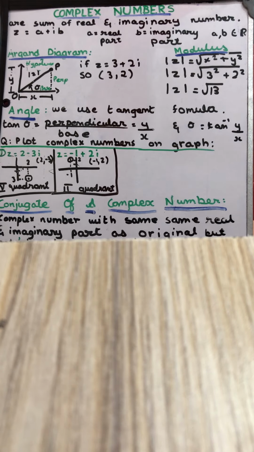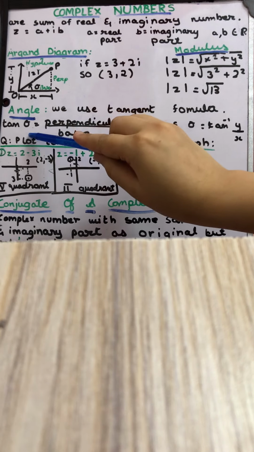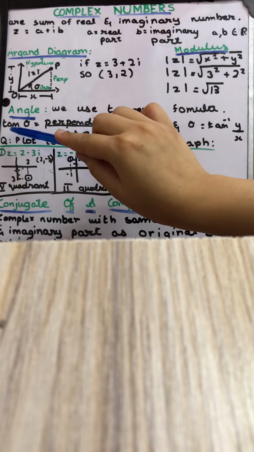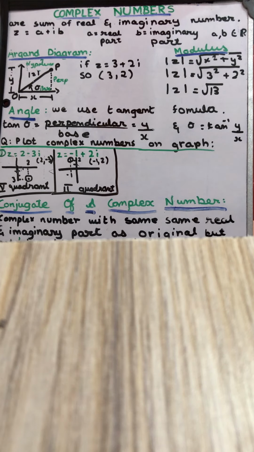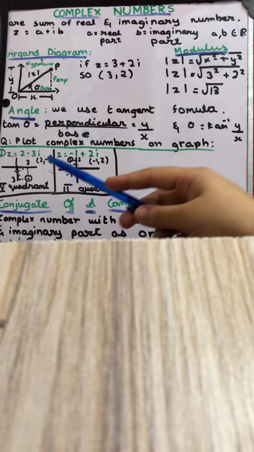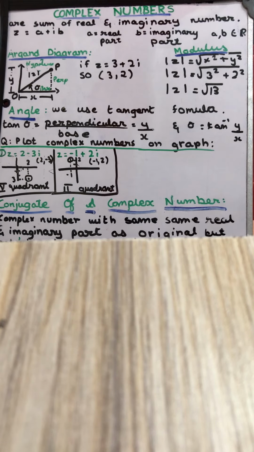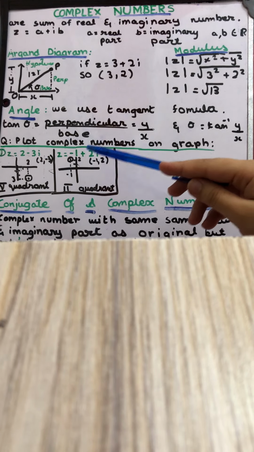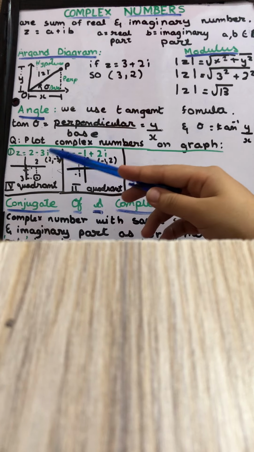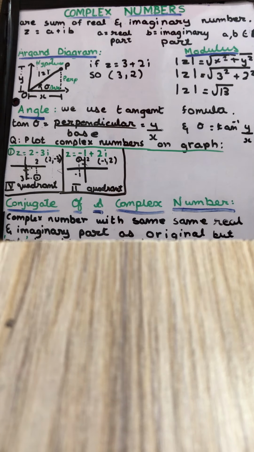But what we are concerned with here is theta. So we have to find theta. So we'll send the tan to the other side. Then it will become theta is equal to tan inverse y upon x. Let's take a few examples by plotting these complex numbers on the graph. First, suppose the first example, you can see that we have a complex number whose real part is 2 and imaginary part is minus 3.